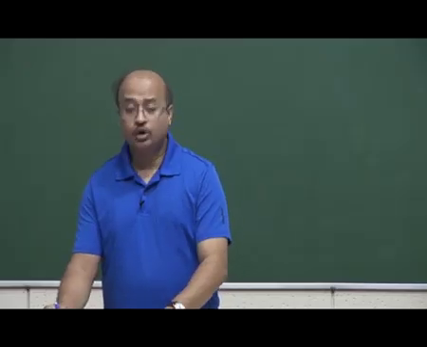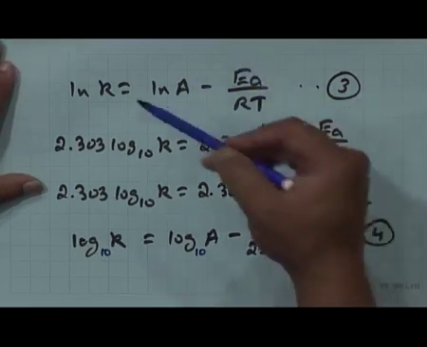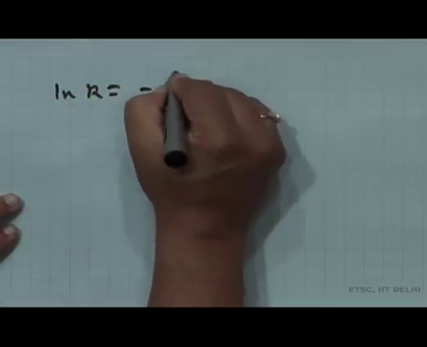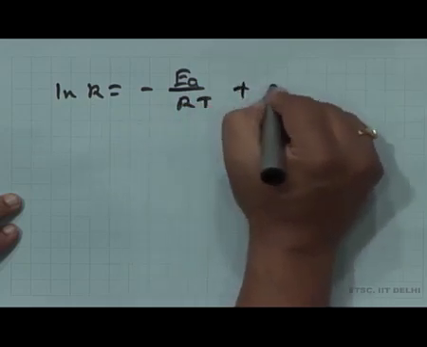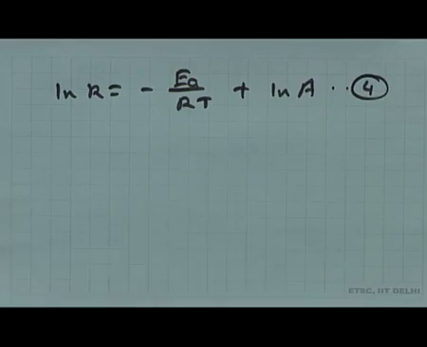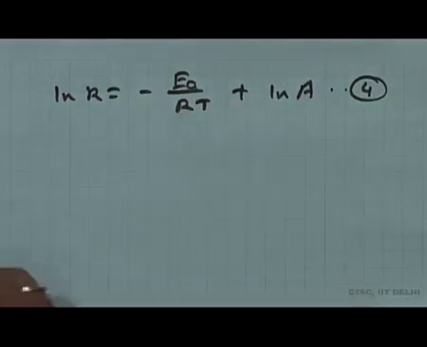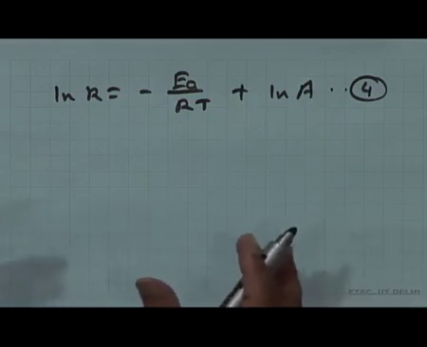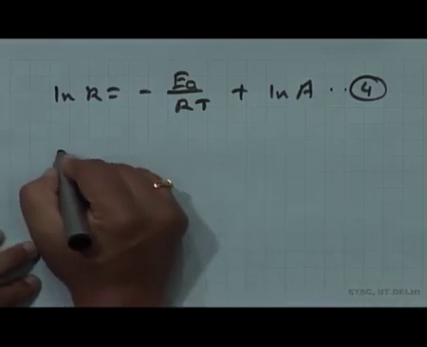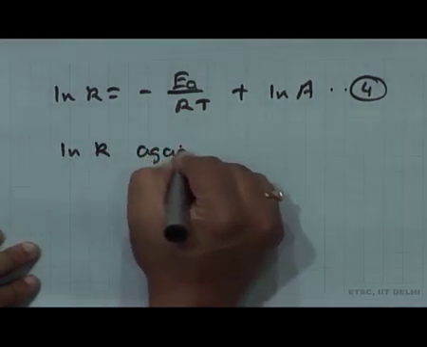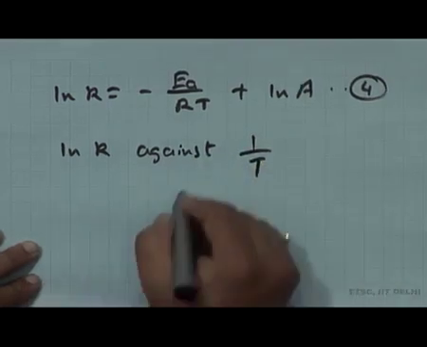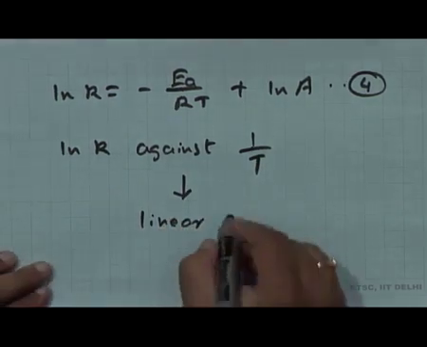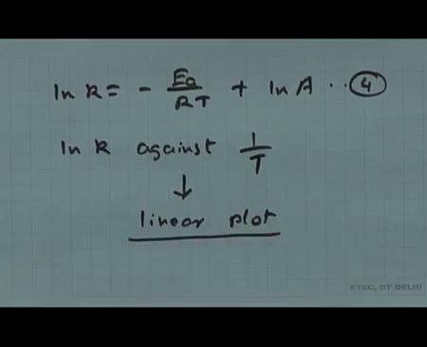Okay. Again, you look at equation 3 out here. If I write this equation in a little different form, I can write it like this: natural log of k is equal to minus E a over R T plus ln A, let this be 4. I just switched the order of the terms, and once I have written this, you immediately understand this is the equation of a straight line. If this is the equation of a straight line, I should be getting a straight line if I plot natural log of k against 1 by T, and the type of plot should be a linear plot.